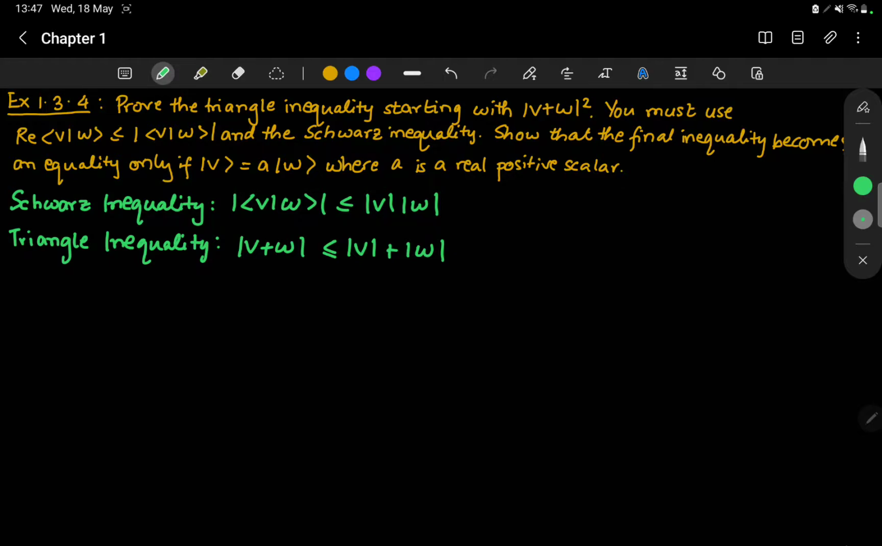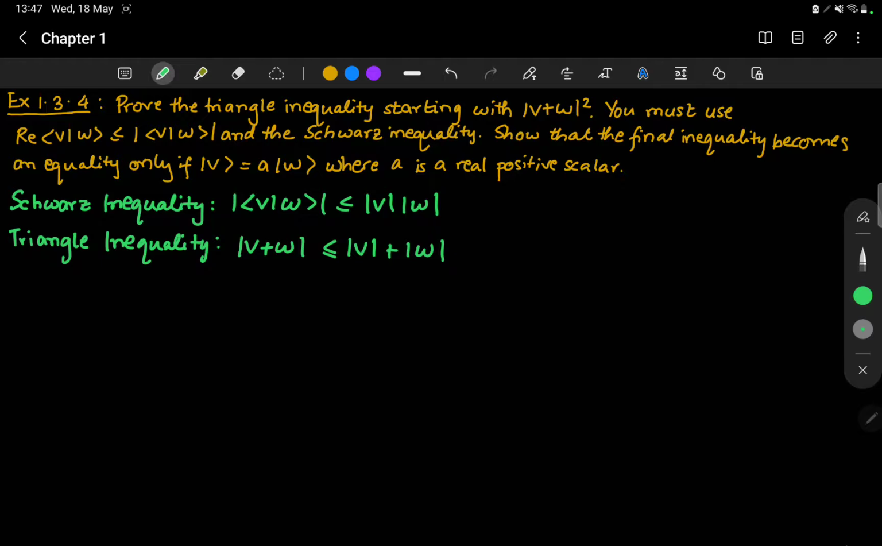So the steps that are provided, or the hints that are provided in this question, says that we must use the Schwartz inequality in order to prove the triangle inequality. Now we will prove the Schwartz inequality separately in another video. This video is focusing on the triangle inequality.